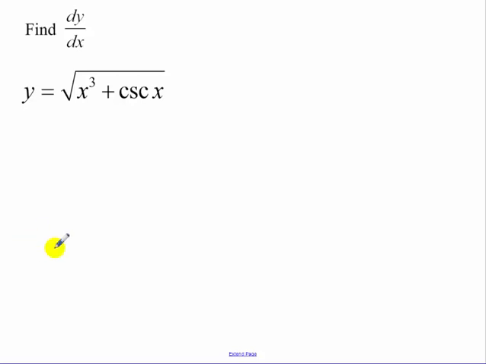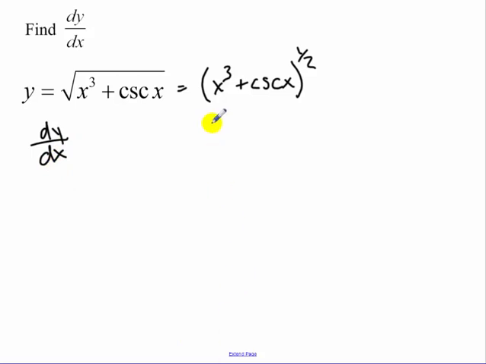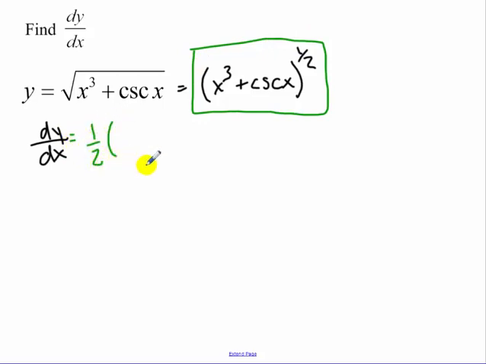Our next example. I would recommend we rewrite this as x to the third plus the cosecant of x to the 1/2 power. So now when I find dy dx, we have the whole outside function of something to the 1/2 power. The derivative of that would be 1/2 times that something, reduce your exponent by 1, that something, the inside function stays the same.